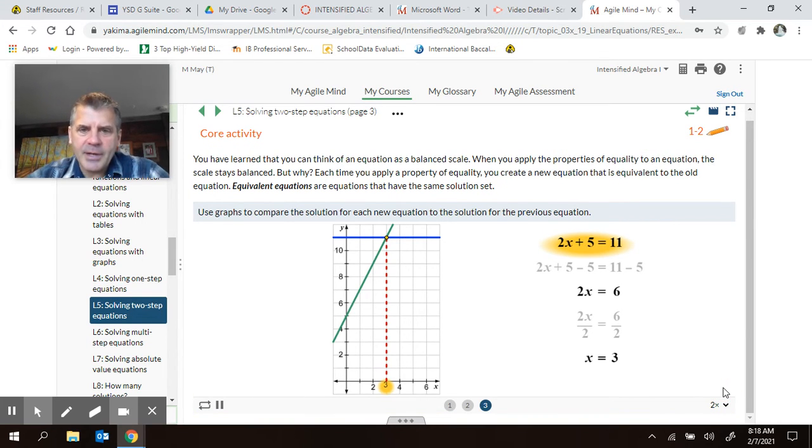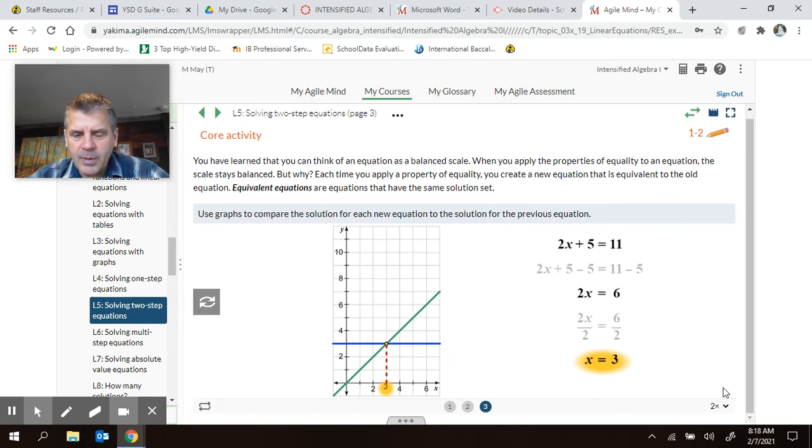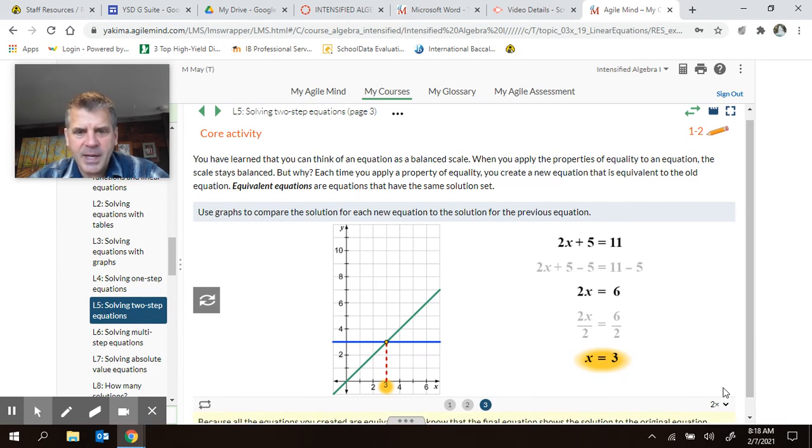And they're going to tie back to a process of solving we've used in the past. You have those 3 equivalent equations. They all have the same solution set.